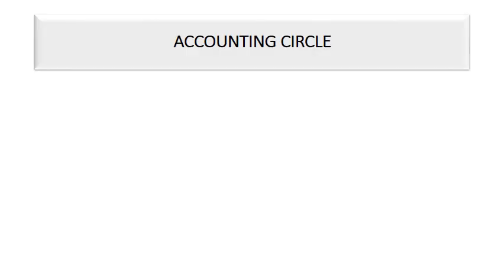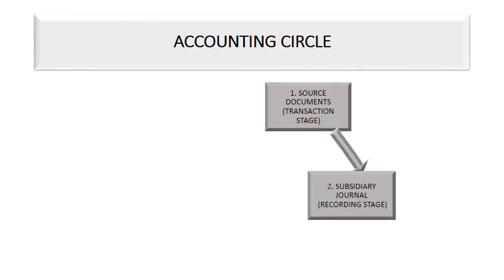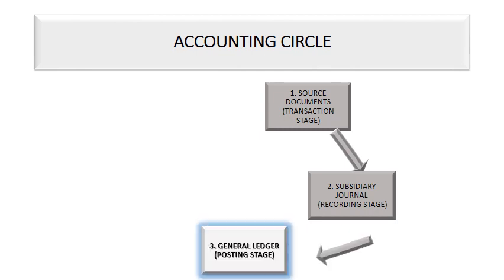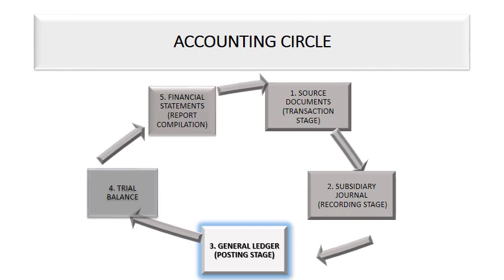Let's review our progress on the accounting cycle. An analysis and classification of source documents has been done. The recording stage into subsidiary journals was successfully completed. Currently, we are preparing to do the posting into the general ledger. The fourth and the fifth stage will be done later.